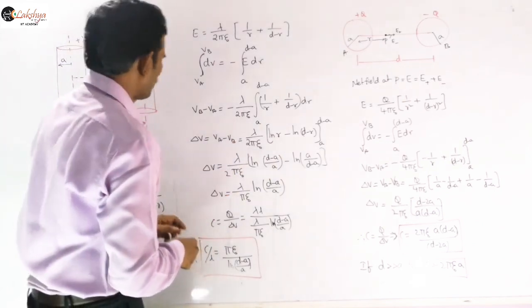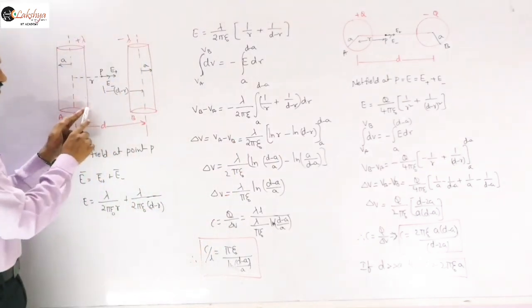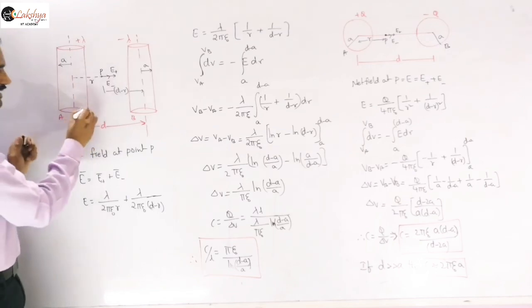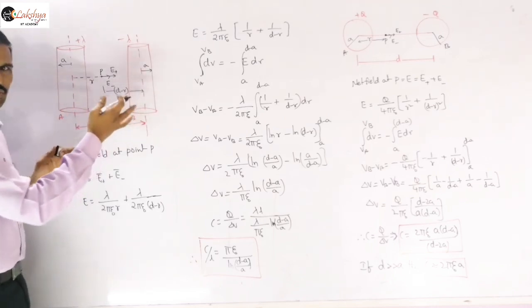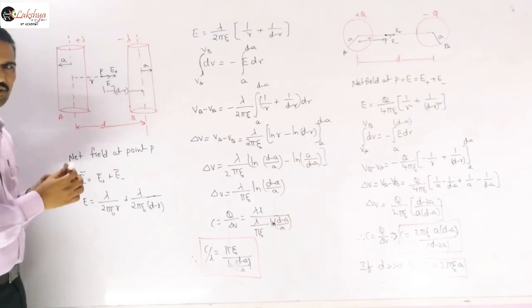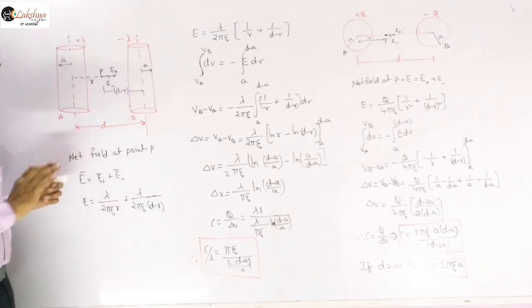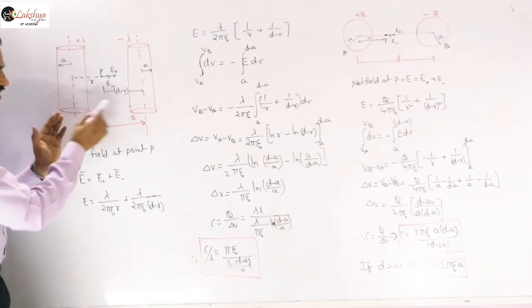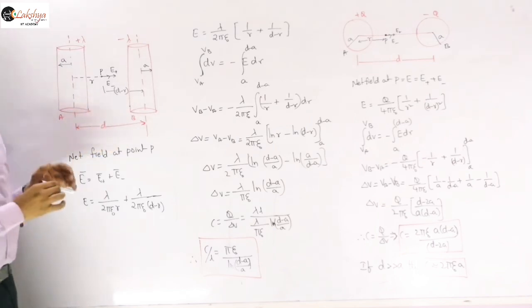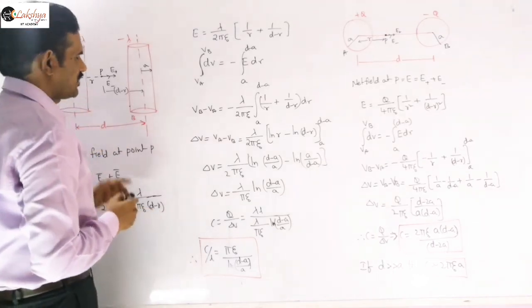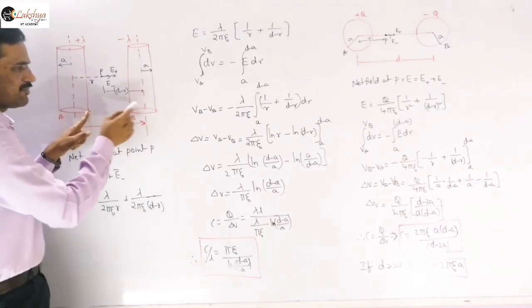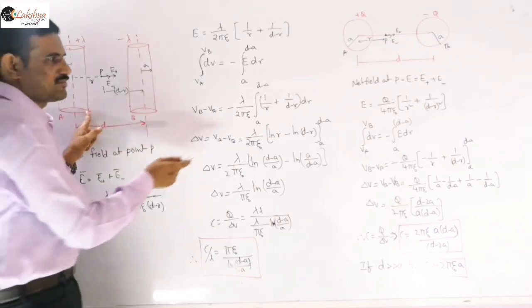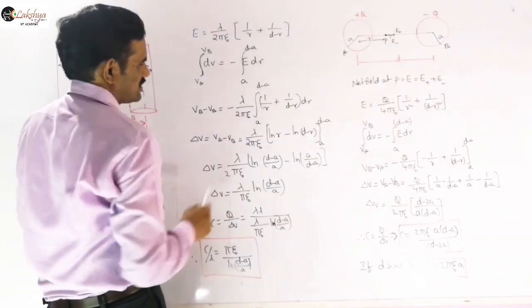Now substitute the limits. Observe that we need to integrate only from this surface to that surface, because inside the conductor there is no capacitance. We can't define capacitance there because the field is 0 and the potential difference is 0. We can define it only in the space between them. So the limits are r equal to a up to r equal to d minus a.